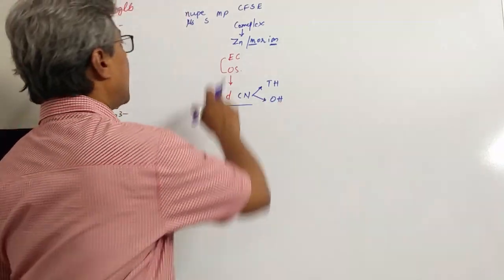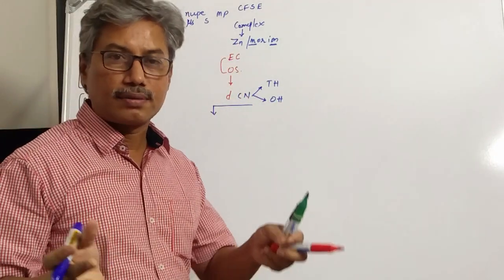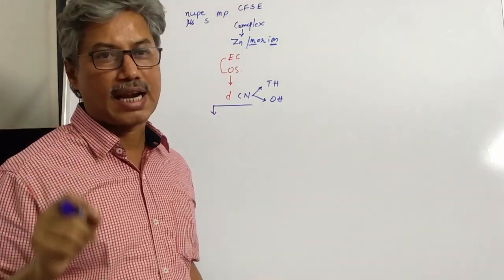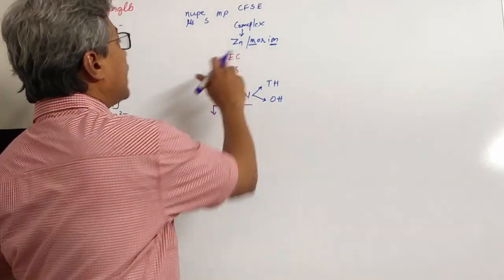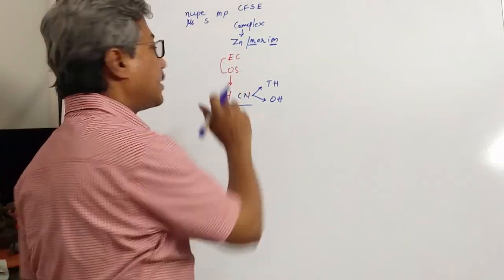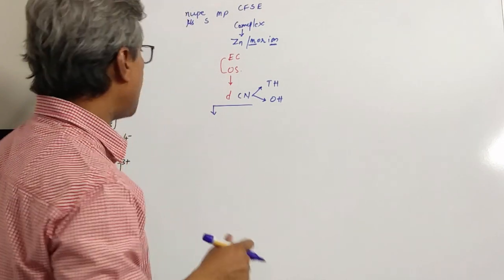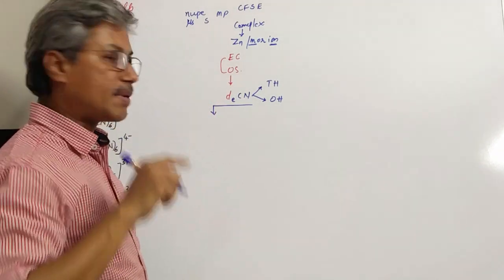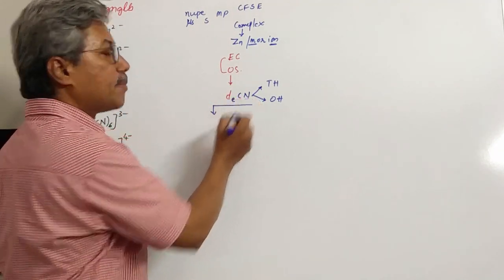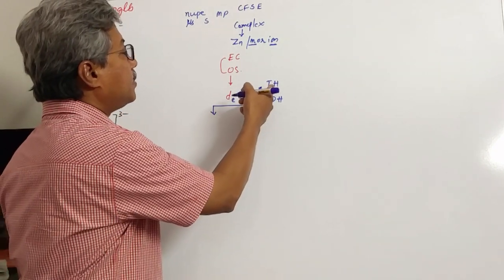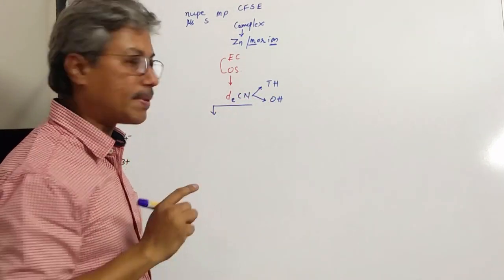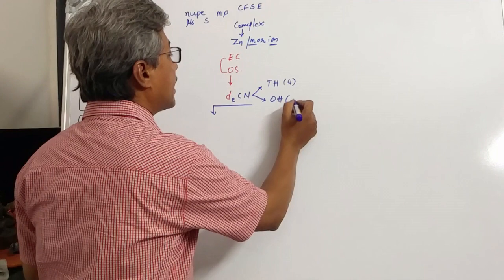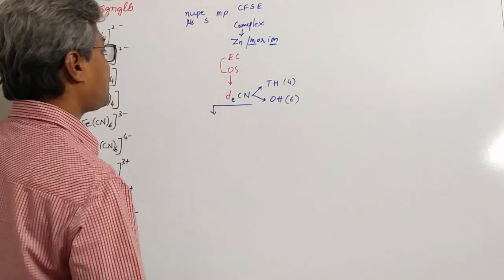Are you getting, students? Just look at this. First look at the complex, identify the atomic number of the central metal atom or ion. Then write the electronic configuration. Then calculate the oxidation state, that is primary valency, and based on that you will get to know the number of d electrons. Once you know the number of d electrons, look at the coordination number. That coordination number will help us to know the tetrahedral or octahedral nature of the complex. If the coordination number is 4, then it will be tetrahedral, and if the coordination number is 6, it will be octahedral.